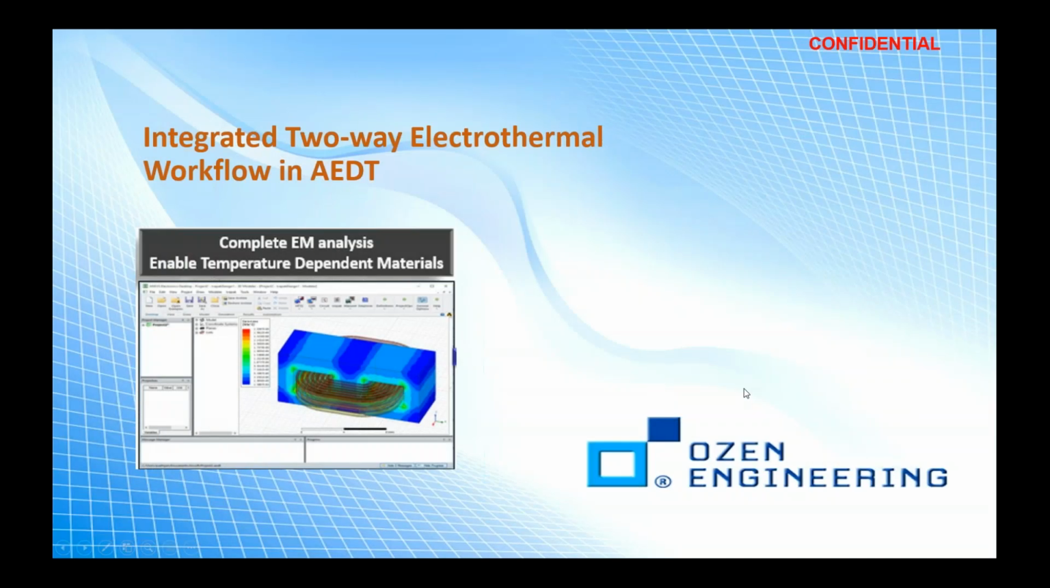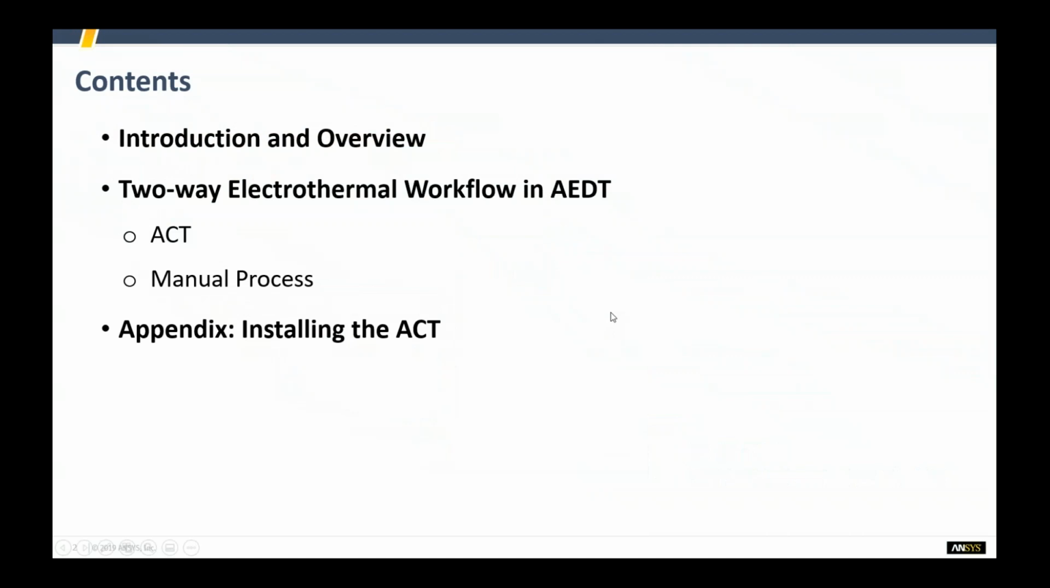Okay, so today's topic is the two-way electrothermal workflow in ANSYS Electronics Desktop. Just a brief overview of today's content. We'll go through an introduction and overview to illustrate the thermal issues nowadays in the industry, and go through the two-way electrothermal workflow in AEDT. And there's going to be an appendix giving you some information about how to install this ACT.